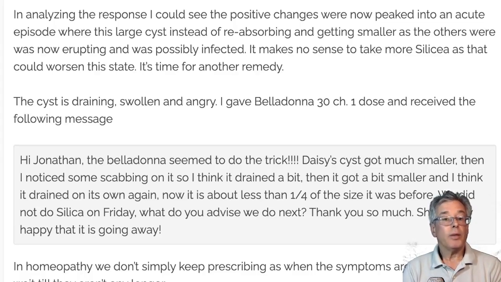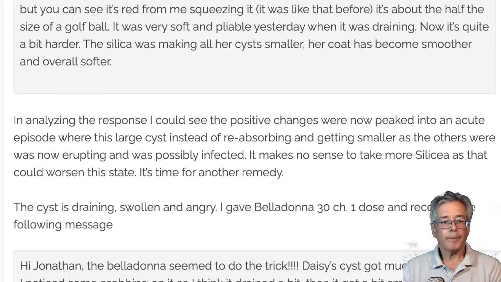So it makes no sense to give more silica, as that could worsen this state, and it's time for another remedy. So the cyst is draining, swollen, angry, and I say angry because it's changing quickly. I give belladonna. Belladonna is a very common infection remedy, acute remedy, and one dose of 30C, and then I received the following message a day or two later.